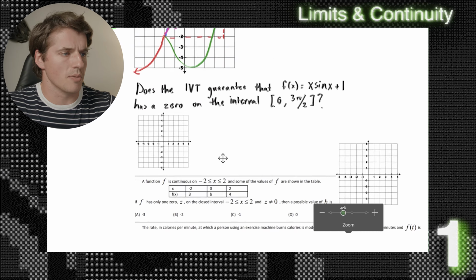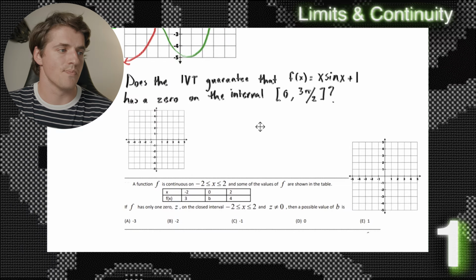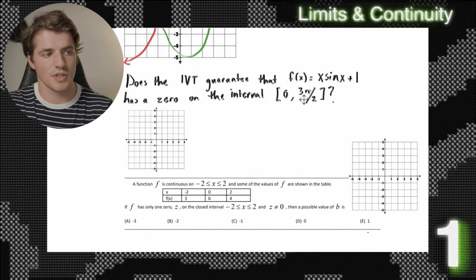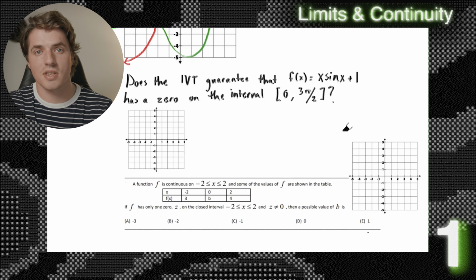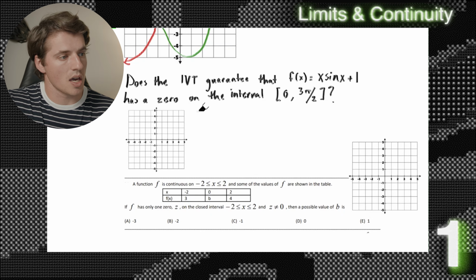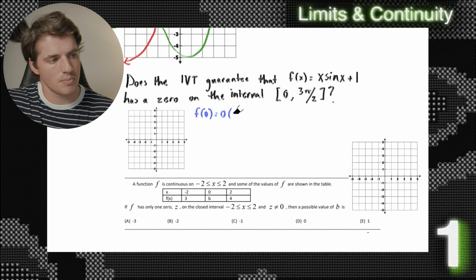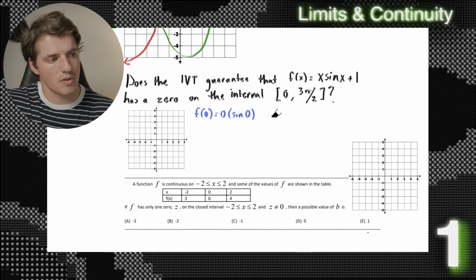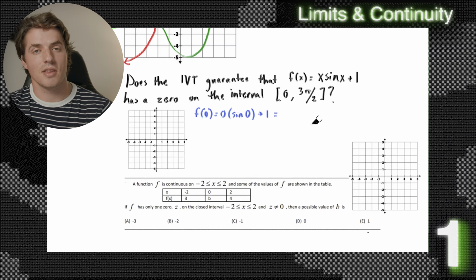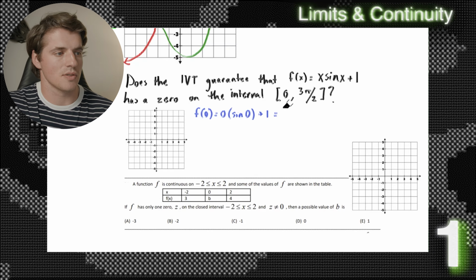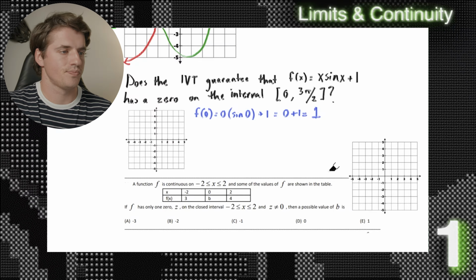Does the intermediate value theorem guarantee that f of x equals x sine x plus 1 has a 0 in the interval 0 to 3 pi over 2? The way in which we'll do this is by plugging in. So f of 0 is equal to 0 times sine of 0 plus 1. 0 times anything is 0, but sine of 0 is also 0. So 0 plus 1, so 1.